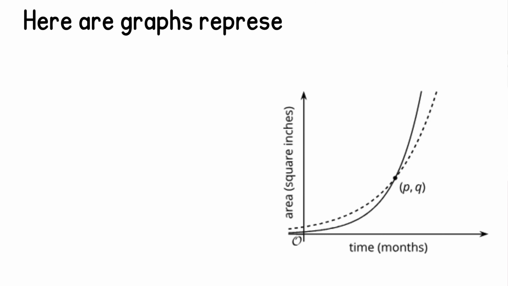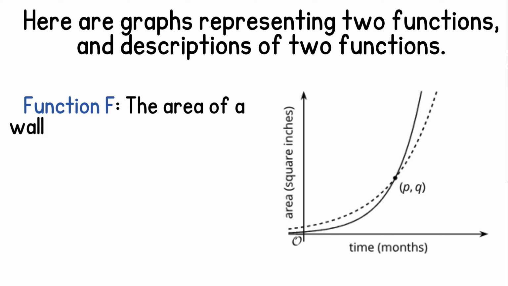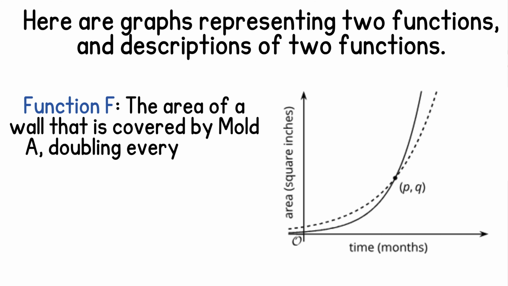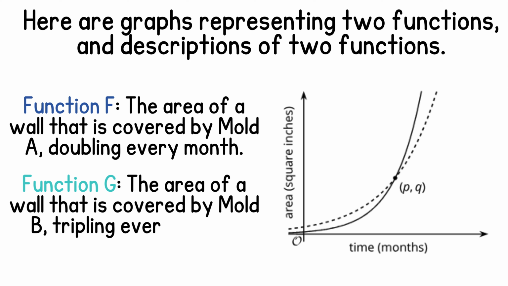Our next example shows graphs representing two functions and the descriptions of the functions. Function f represents the area of a wall that is covered by mold A doubling every month. And function g represents the area of the wall that is covered by mold B tripling every month. If we look at our solid curved line, we can see that this one is growing at a faster rate. So this must be function g since this one's tripling, which means our dotted line must be function f.